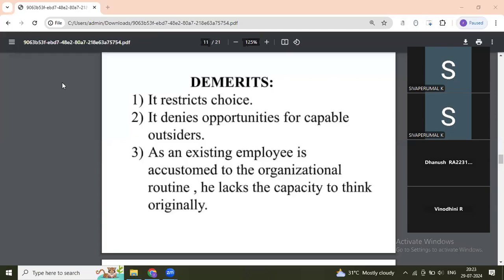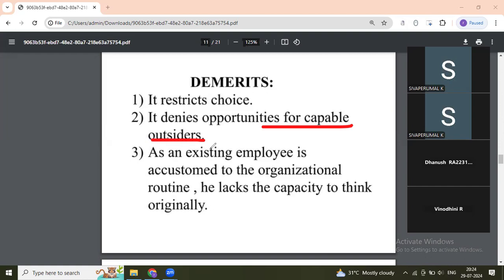And the second one is, it denies opportunities to capable outsiders. Yes, of course, I already said this. Even though there may be a more potential and efficient person outside of the company, we cannot choose them. We have only limited sources in this company, so we have no choice but to choose from among them.